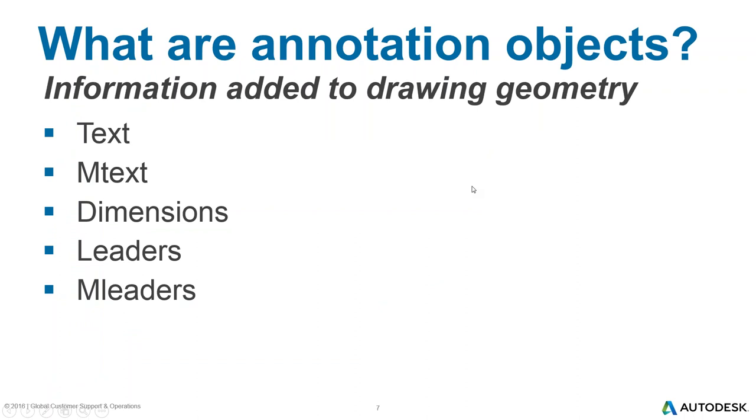what are annotation objects? I mean, what does it mean inherently? It just means that it's information added to the drawing geometry. So without it, we just have a bunch of lines and circles and arcs and polylines and whatnot. Sure, we could recognize the shape of a house or whatever we happen to be drawing, but without adding text and dimensions and leaders and mleaders and notes here and there, we'd be lacking some additional information that can be thrown in.